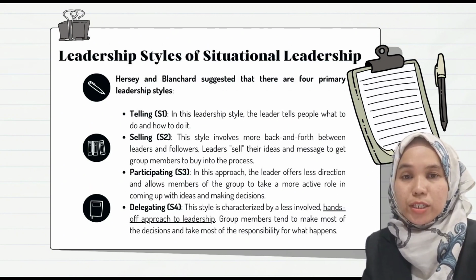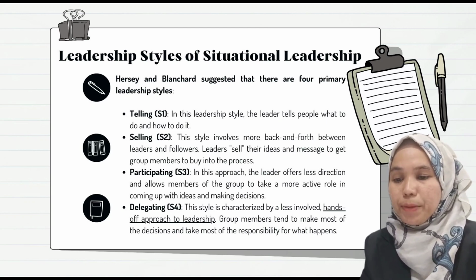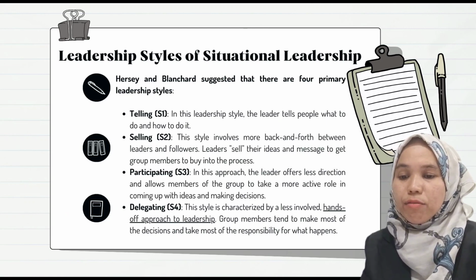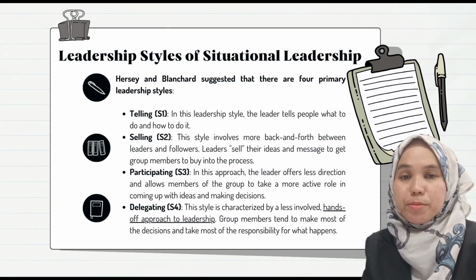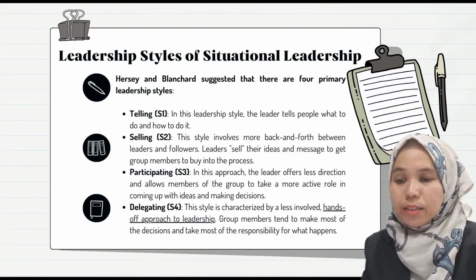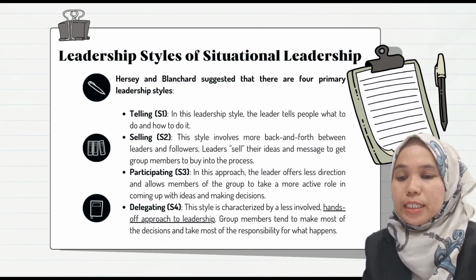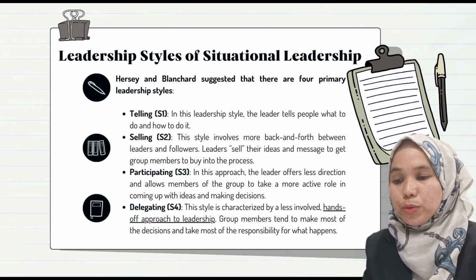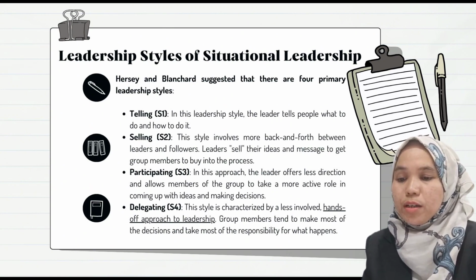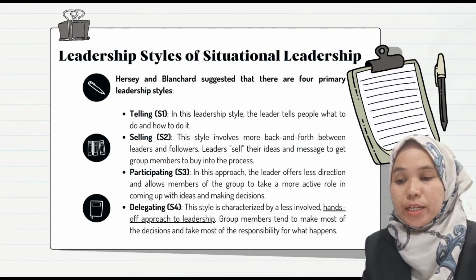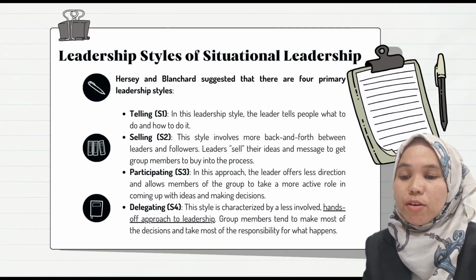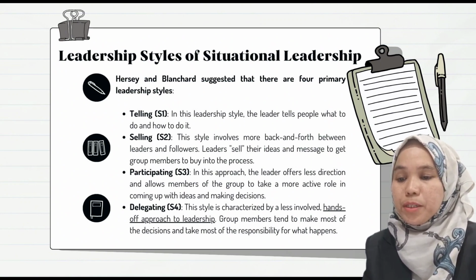Leadership style of situational leadership. Hersey and Blanchard suggested that there are 4 primary leadership styles. The first is telling. In this leadership style, the leader tells people what to do and how to do it. The second one is selling. This style involves more back and forth between leaders and followers.